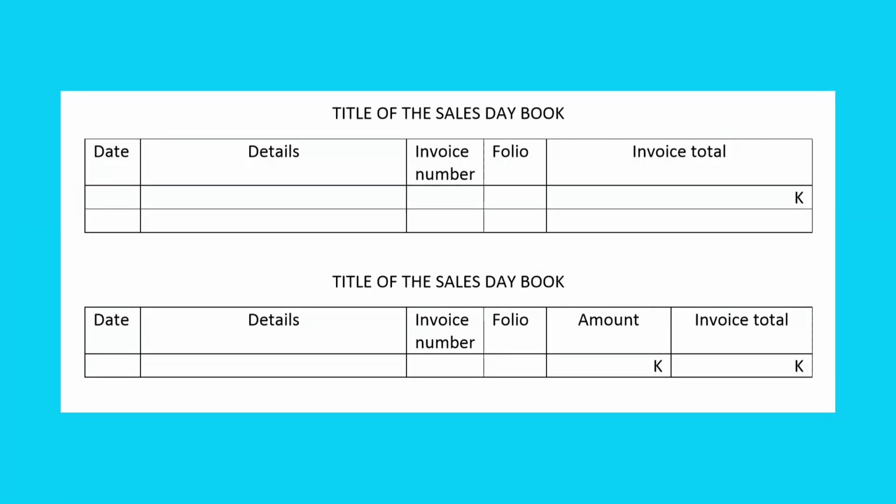Let us look at the second format, and for the second format, the first thing that we have is the title of the sales daybook. Then we have date, details, invoice number, folio, amount, and invoice total. So there, the only difference is that in the first format we did not have the amount column, but in our second format we have the amount column. So what do we record in the amount column? The transactions that are recorded in the amount column are cases whereby there was a discount or some amount was paid by cash. Which means some deductions have to be made before putting that amount in the invoice total.